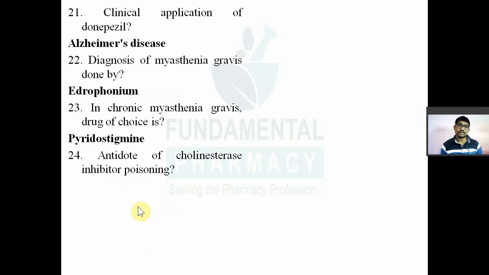Antidote for cholinesterase inhibitor poisoning. There is a poisoning due to a cholinesterase inhibitor. So in that also there are two types.